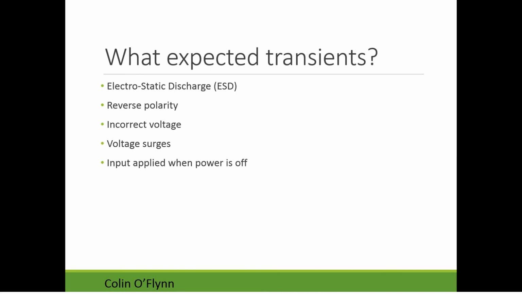Because there's a whole bunch of possible expected transients. ESD, electrostatic discharge, is the most common. You're walking across the carpet, you touch something, you get the spark. It could be reverse polarity, so can you connect the power supply backwards to the device? It could be the incorrect voltage. If you've ever had a device with a generic looking power brick, and you have something else that uses the same type of plug, it's bad because the voltages could be totally different.